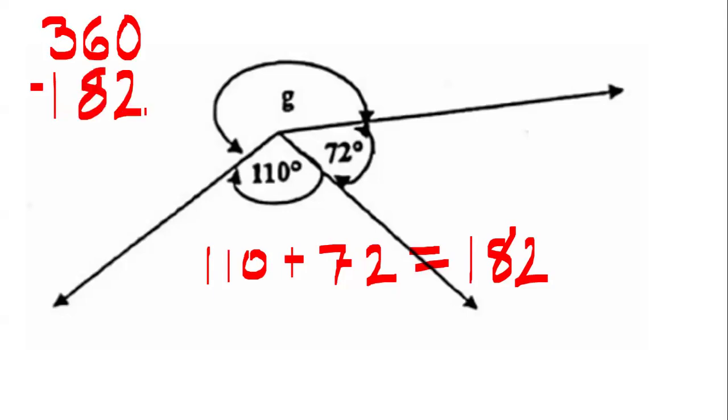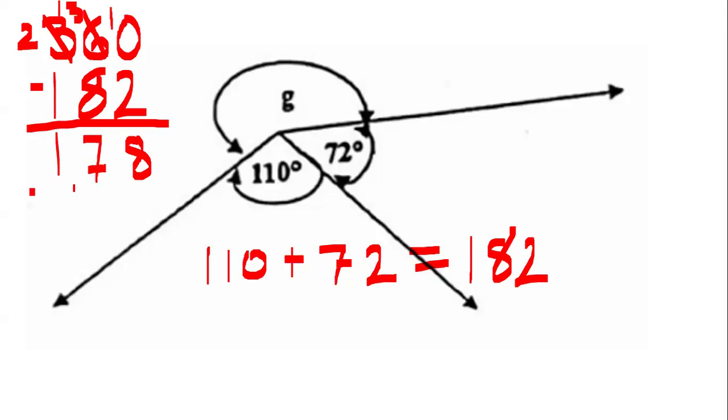360 minus 182. We say 0 minus 2. We can't do that. That becomes 10. Then it's 10 minus 2, which is 8. 5 minus 8, we can't do that. That becomes 15, and this becomes 2. So it's 15 minus 8, which is 7. And 2 minus 1 is 1. And so the answer is 178 degrees.